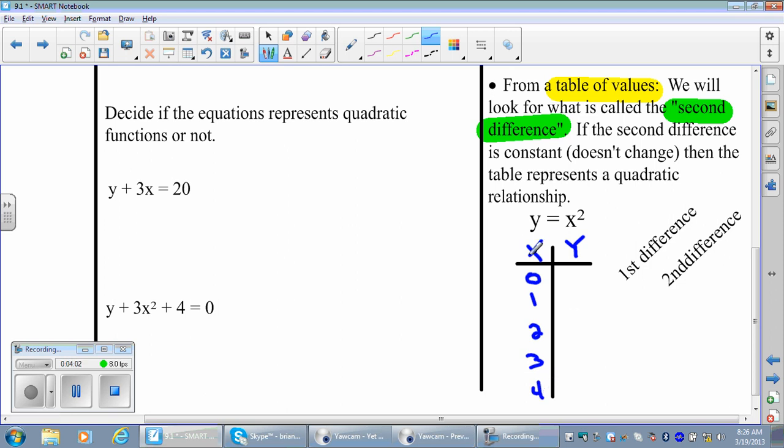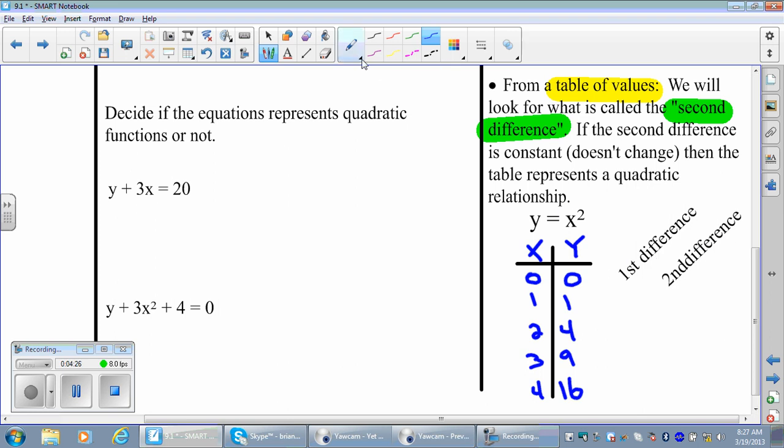Then we run these values through this function right here. So 0 squared is 0. 1 squared is 1. 2 squared is 4. 3 squared is 9. And 4 squared is 16. Now, how we determine what type of function this is: we can look at these things called first difference, second difference, and even third difference, but we're not there yet.